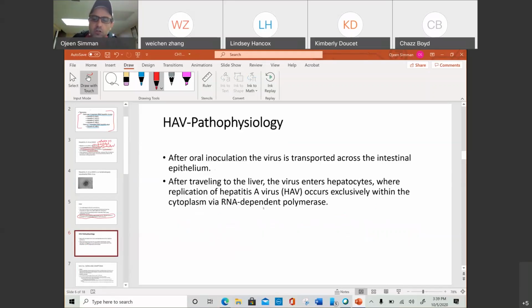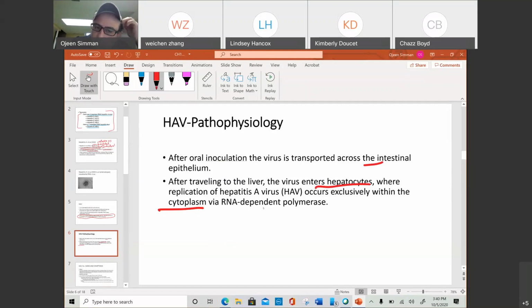So after oral inoculation, what the virus does is that it gets transported across the intestinal epithelium. Then it travels to the liver and enters hepatocytes, which are liver cells. Inside the hepatocytes, this is where the hepatitis A virus starts to replicate, and it will replicate within the cytoplasm of the hepatocyte cells.